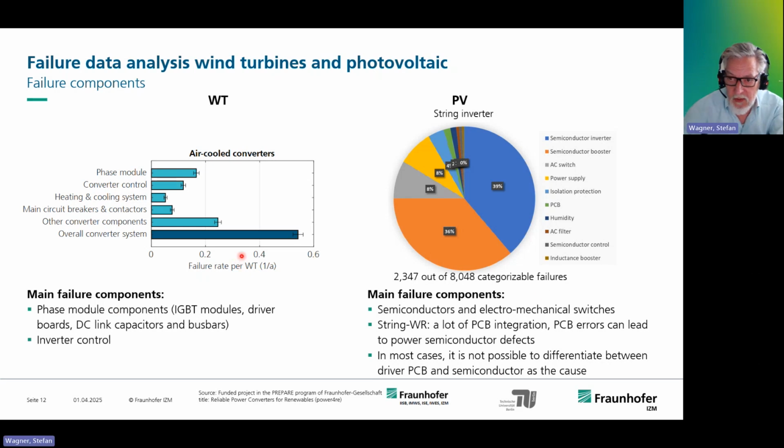For photovoltaic systems, here string inverter, we see the semiconductor and electromechanical switches are the weakest links. For string inverters, with a lot of PCB integration, PCB errors can lead to power semiconductor defects, and in most cases it is not possible to differentiate between driver PCB and semiconductor as a cause.